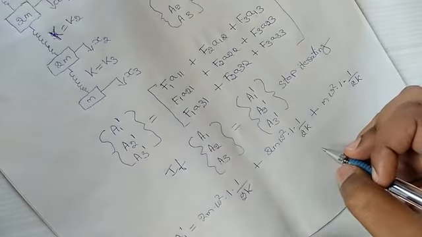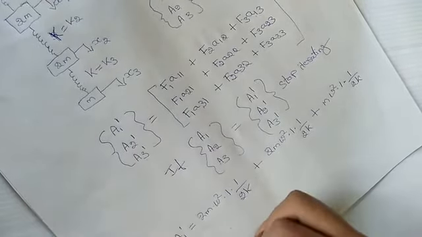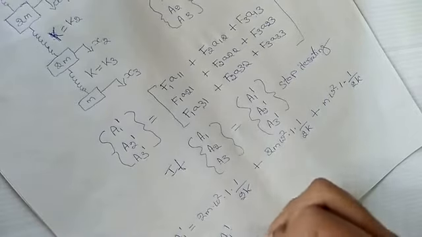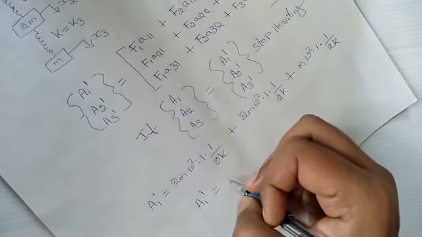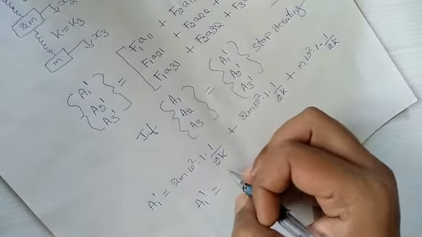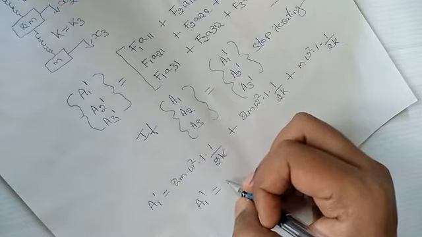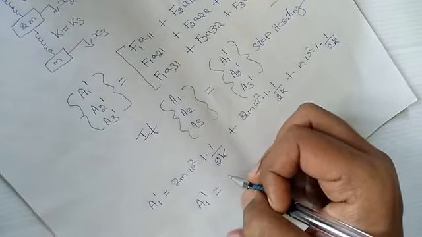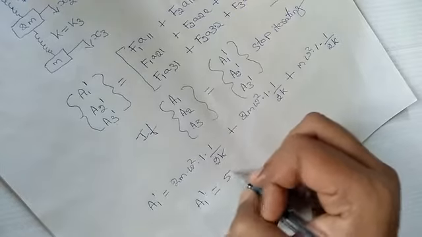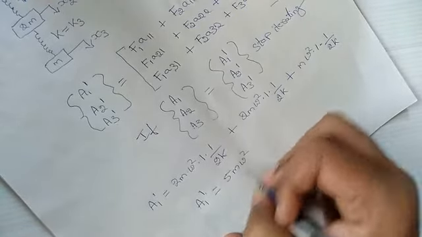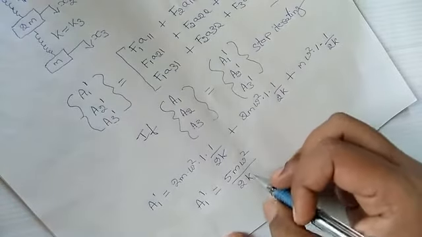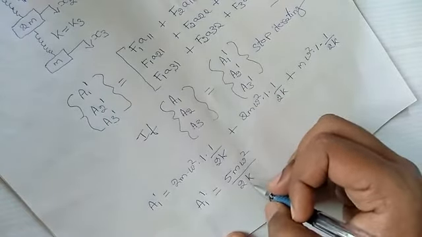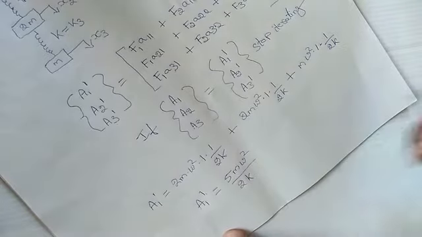Okay, so if you calculate this, A1 dash would be equal to 5m omega square by 2k. Just calculate this and see. You should be getting this: A1 dash is equal to 5m omega square by 2k.